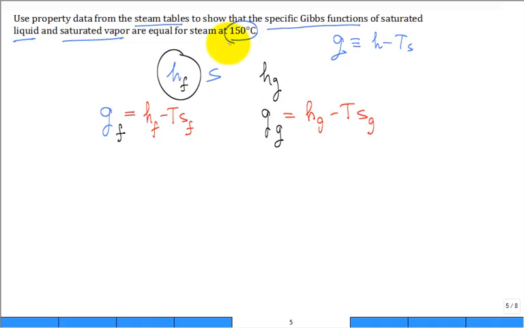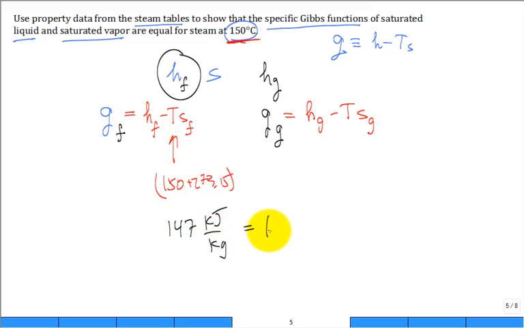And so you get the values out of the steam table for 150. You have to add 273.15 to convert that temperature to Kelvin. And when you do the math, you find out that the specific Gibbs function for saturated liquid is exactly, or close enough to 4 or 5 significant digits, equal to that for the saturated vapor. I'm looking for my notes to see what value it is. It's 147 kilojoules per kilogram, good to 3 digits.